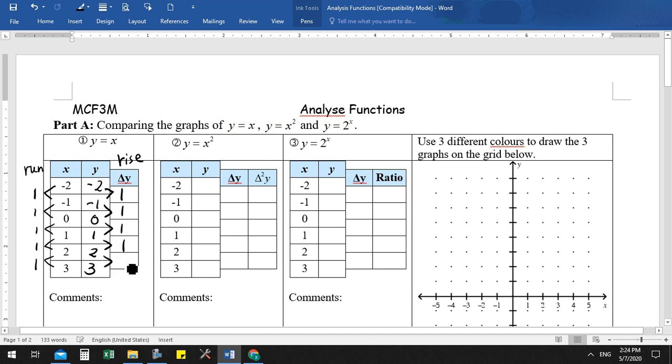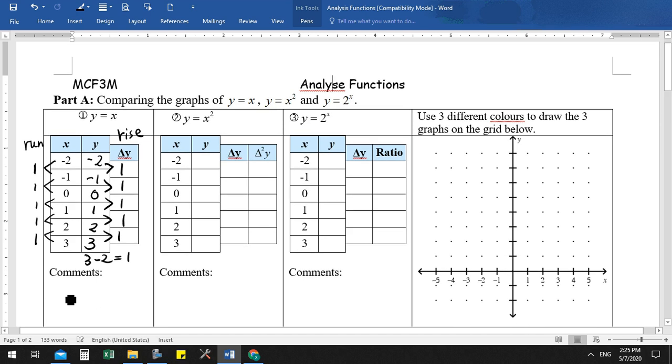And how you do the calculation is subtraction: the bottom y subtract the top y. So 3 minus 2 gives you 1, 2 minus 1 gives you 1. Then from this linear function, you will see that the first differences are the same. That's why we call them the first differences. The first differences are the same. They are equal.